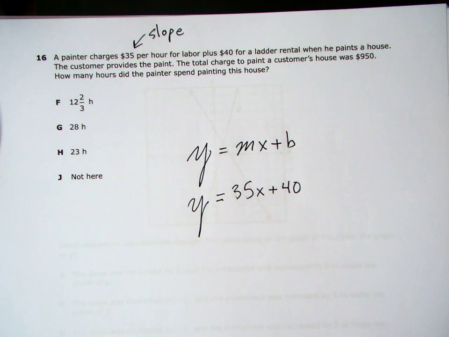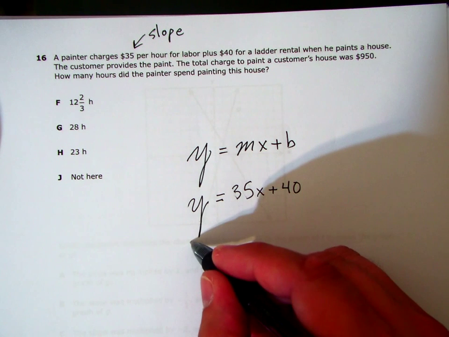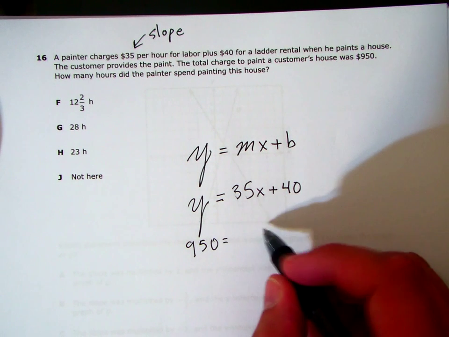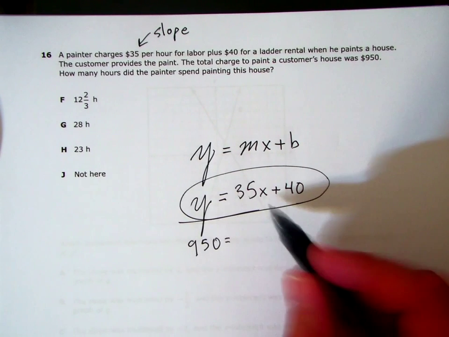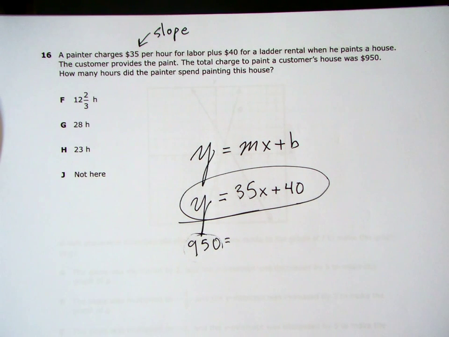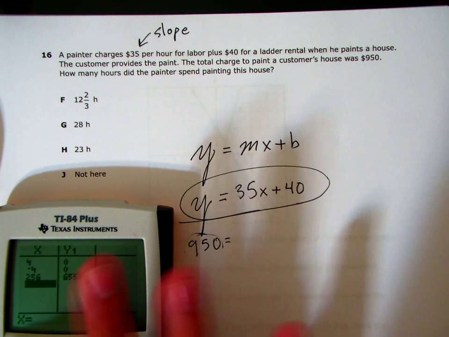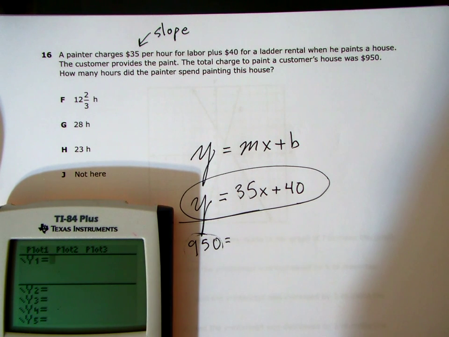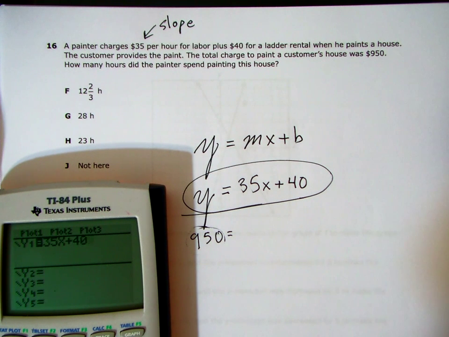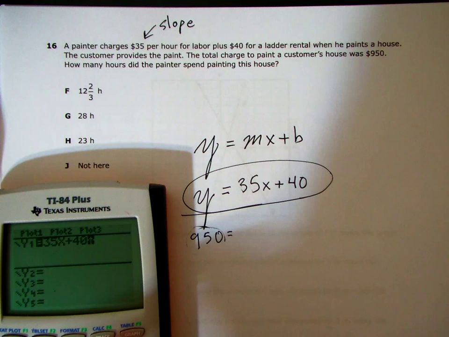Alright, the customer provides the paint. So we already have an equation. We're halfway done. The total charge to paint a customer's house, so y is $9.50. Right? So what we can do is plug that equation in and mess with x until we get a number close to $9.50. I recommend that. Use your calculator, right? Why are you going to stretch yourself out? So we're going to plug in 35x plus what, y'all? 40, the equation.